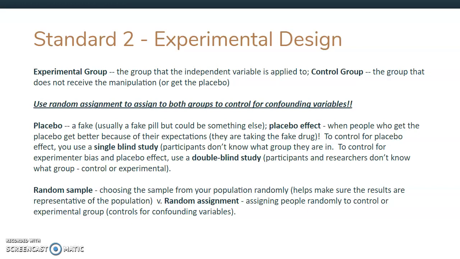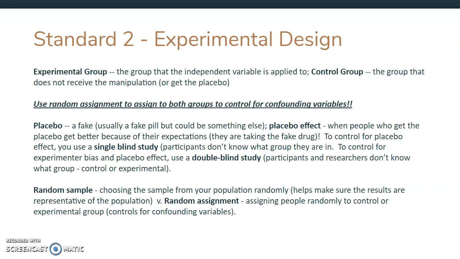How do we control for placebo effect? You're going to use a single blind or a double blind study. A single blind study makes sure the participants don't know what group they're in. Now, we can also control for experimenter bias and placebo effect using a double blind study. Remember, in a double blind study there are 2 layers of blindness. The first layer is the participants, who don't know which group they're in, and the second layer is the researcher. The researcher also doesn't know what group each person is in, whether they're in the control or the experimental.